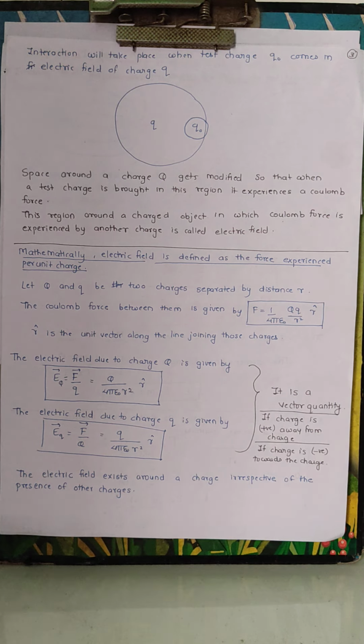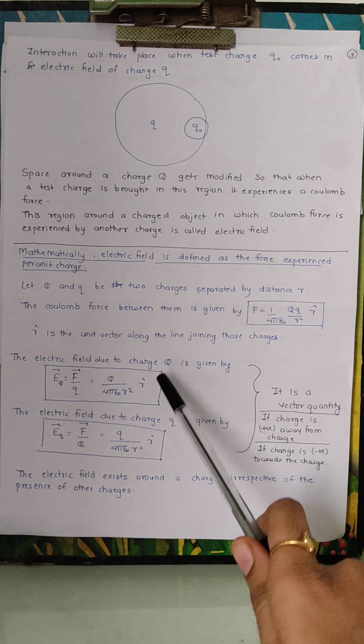Now we have considered two charges, capital Q and small q. Both capital Q and small q are going to have their own electric field, irrespective of the presence of the other charge. Each individual charge is going to have its own electric field. So let us find the electric field of both the charges.